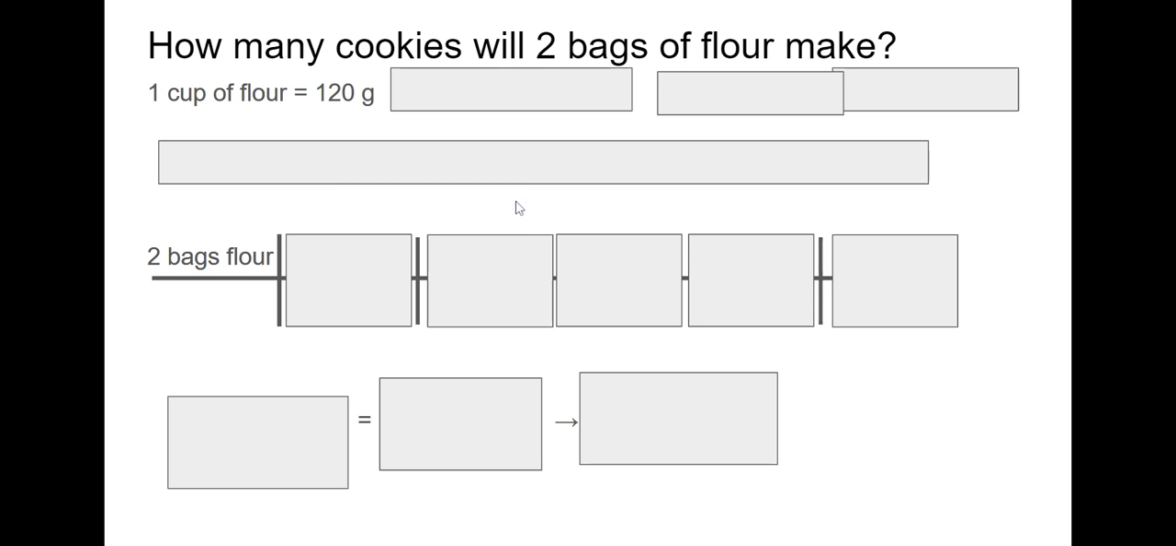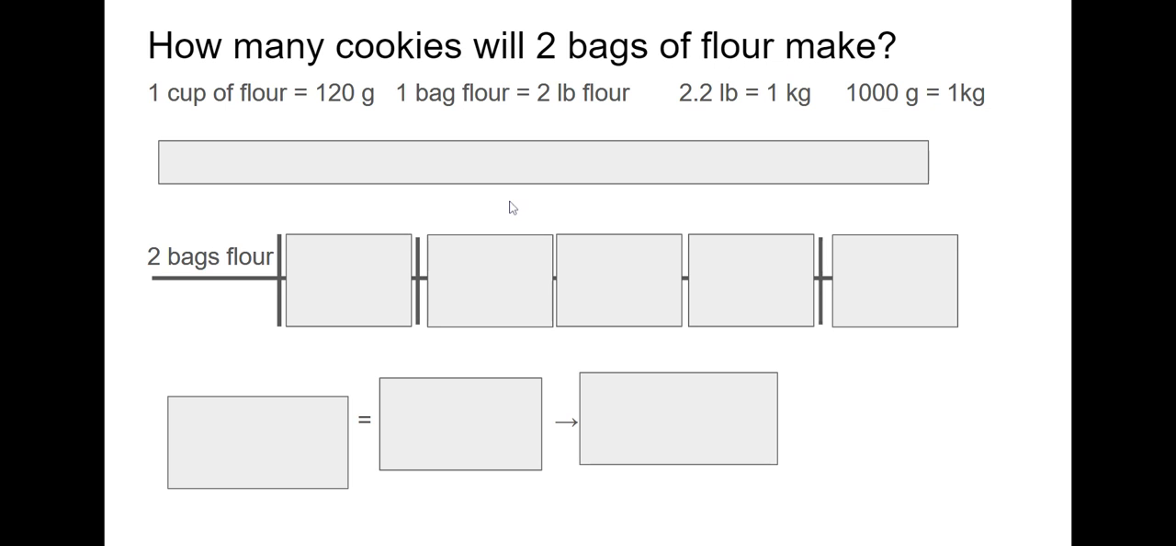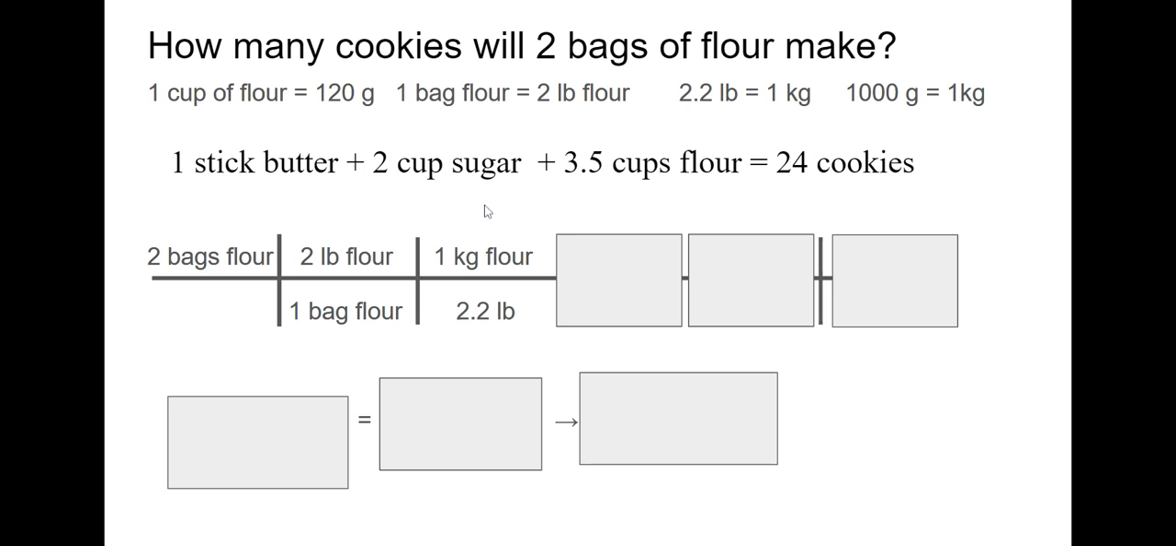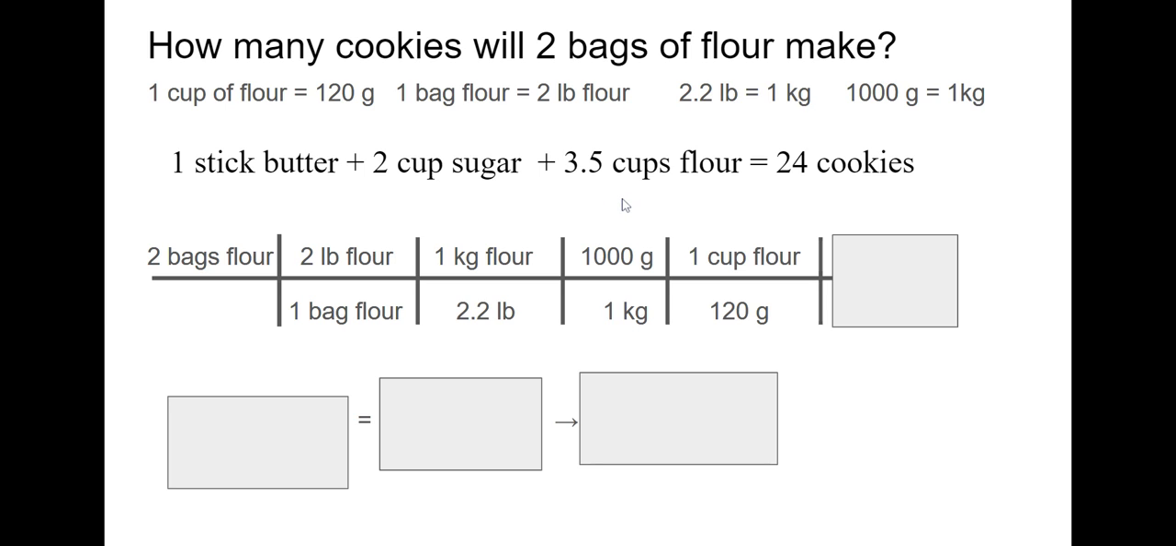All right. Now, 1 cup of flour is 120 grams. 1 bag of flour is 2 pounds. 1 kilogram is 2.2 pounds. And there's 1,000 grams per kilogram. Here's my equation. So I start with bags of flour. Then I go to pounds of flour. And from pounds of flour, I'm going to go to kilograms. And then from kilograms, I'm going to go to grams. And grams, I'm going to go to cups.